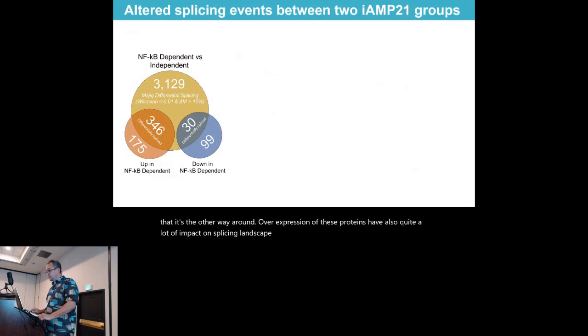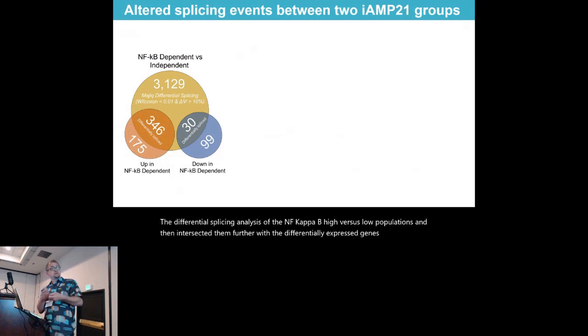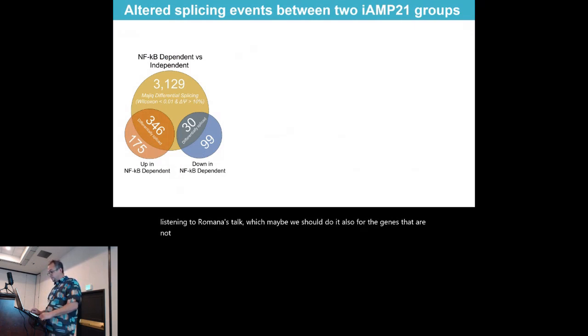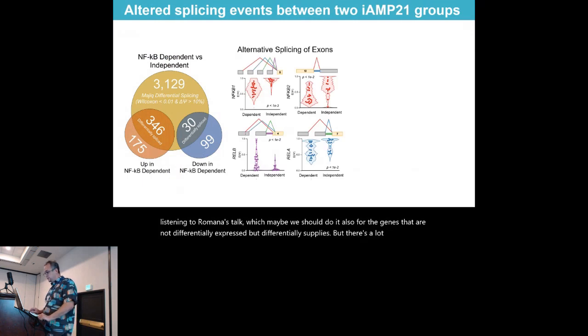And then we did the differential splicing analysis of the NF-kappa B high versus low populations, and then intersected them further with the differentially expressed genes, which, after listening to Romana's talk, maybe we should do also for the genes that are not differentially expressed but differentially spliced, but there's a lot of them in this case.